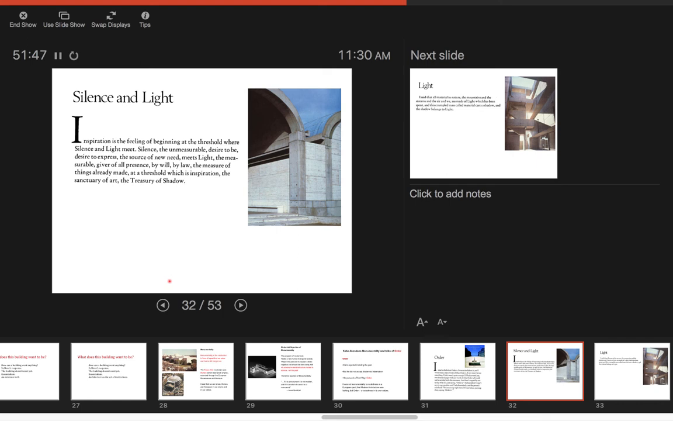But it has no form, nothing measurable. Desire to be, desire to express, source of new need. Light is the measurable giver of all presence by will, by law, the measure of things already made. Now it's in realization. Now it's not material yet, that's one more step. But from potential to realization is silence to light. That process is order. Order is, the Tao is the way of all things. Kahn's order is the process, the nature of all things, and the process whereby things come into being.